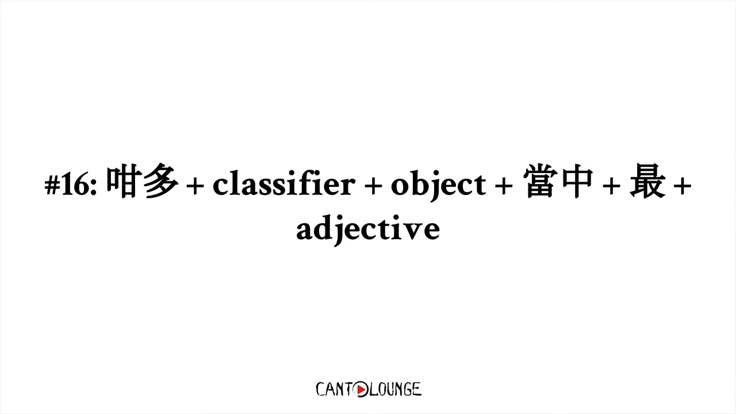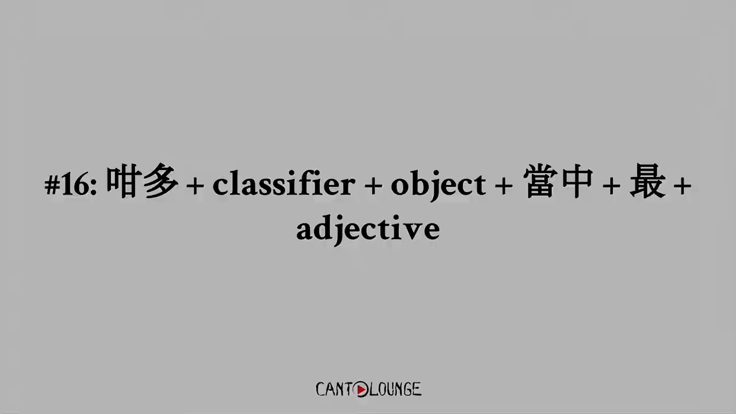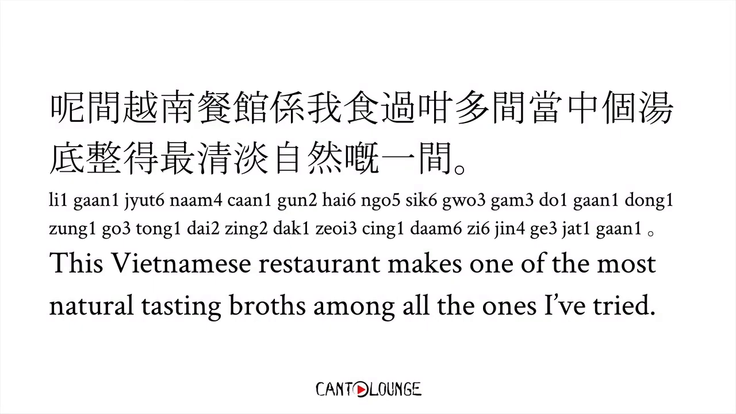Moving on, number 16, 咁多 plus classifier plus object 當中 plus 最 plus adjective. This sounds very long, so we might just dive into the example. This pattern here means the most something out of all of these things. So here we have 咁多間當中最清淡. So out of all of these, it's the most natural tasting, or least heavy, the lightest in terms of flavor.